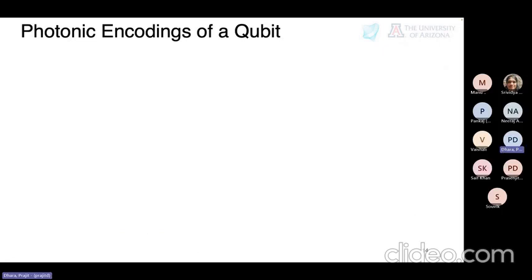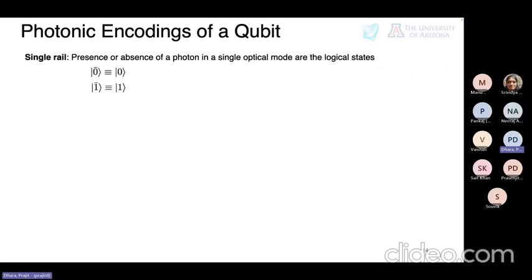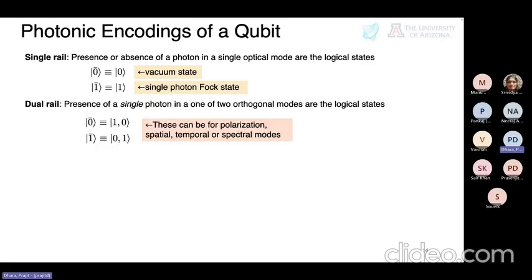And for that, we have to first ask, how do I encode a qubit in the photon? The easiest way to do this is to simply say that the presence or absence of a photon in a single optical mode are the logical qubit states. So my zero bar, which is the zero logical qubit, and the one logical state are the vacuum state and the single photon Fock state, respectively.